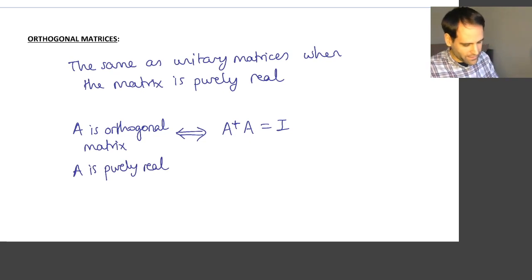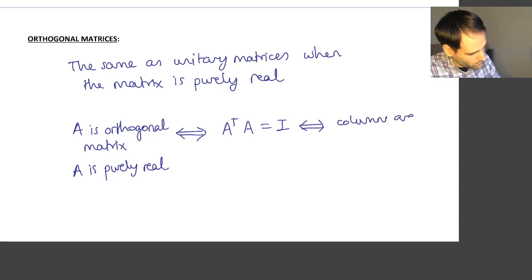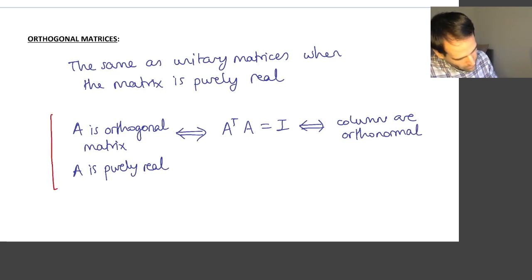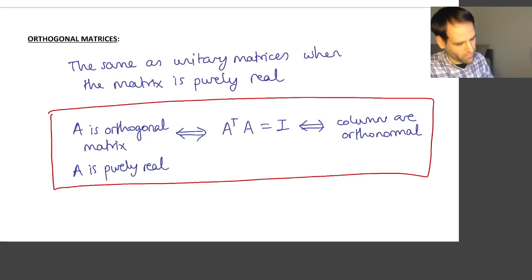This means that A dagger is the same as A transpose. When the matrix is real, the complex conjugate doesn't change it. So A dagger is equal to A transpose. So A transpose multiplied by A must be equal to I. And then the columns are orthonormal. When I was writing the notes, I wondered whether I should mention orthogonal matrices, because they are the same as unitary matrices, but they are given a different name when they are purely real, and that's it. The concept is the same as for unitary matrices.